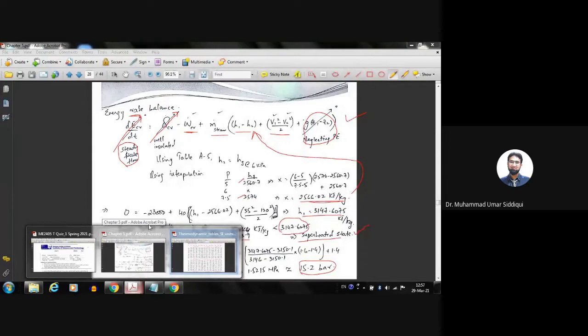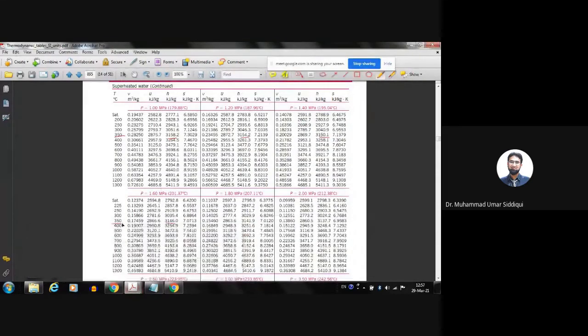Yes, ours was 3147. So here at 350 degrees, 3146 for 1.6 megapascal, and then 350 degrees, 3150 for 1.4 megapascal. So at 1.4 megapascal, 3150, at 1.6 megapascal, 3146, and our value is 3147, obviously in between these two. Are you getting it or not?